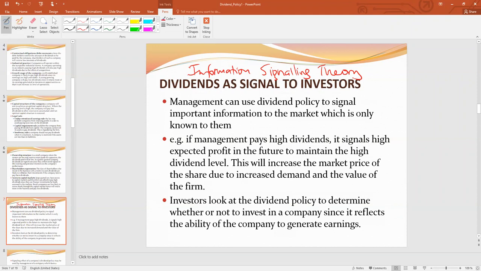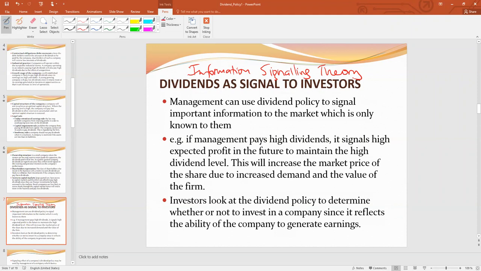How is the market going to interpret this new information? If, for example, last year we paid 2 shillings per share as a dividend, and this year the board of the company proposed to reduce it from 2 to 1.5, how is the market going to interpret that? Good or bad? It is going to be bad information to the market. The market is going to interpret this as bad information.